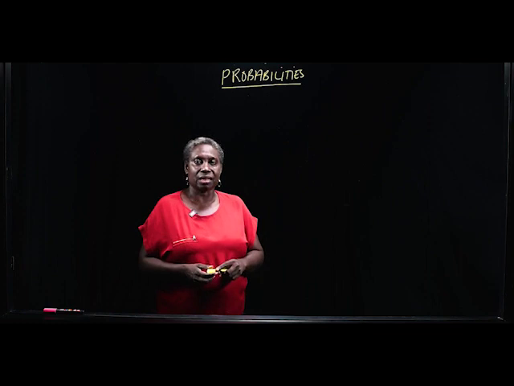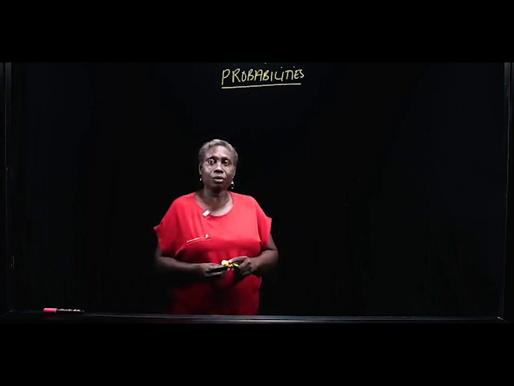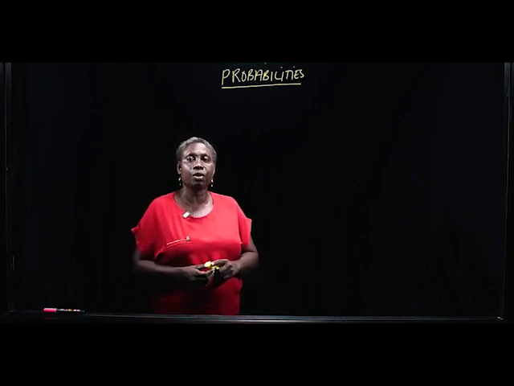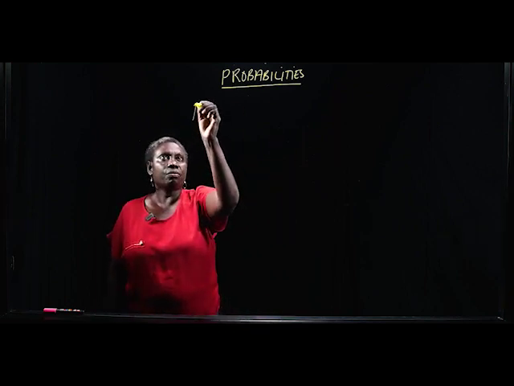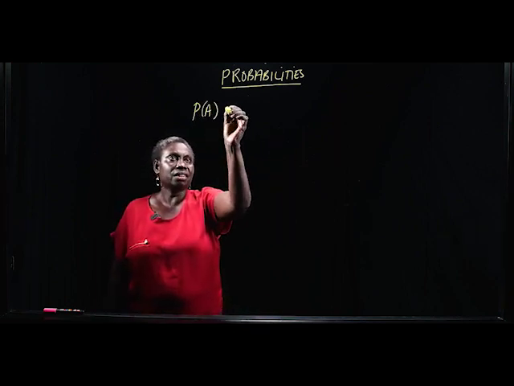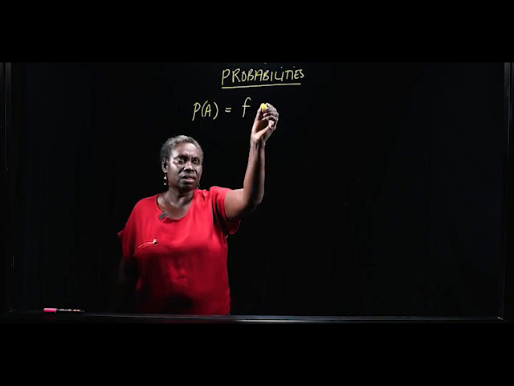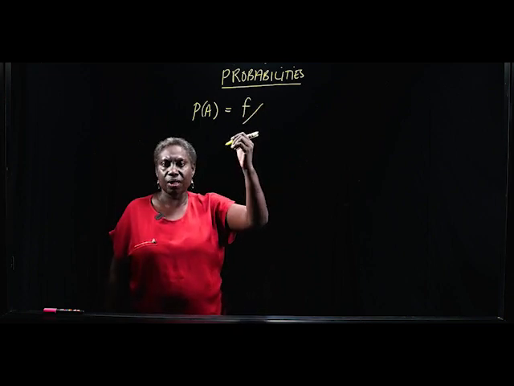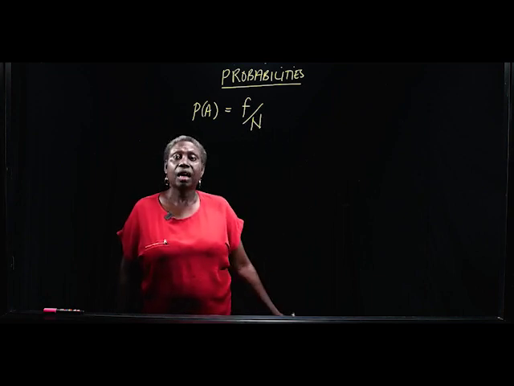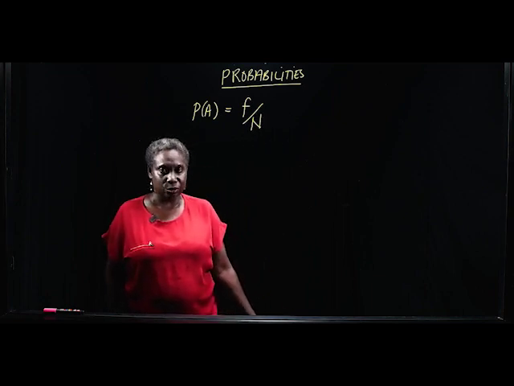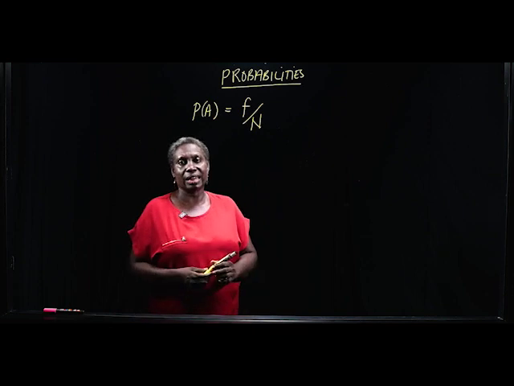Probability determines the likelihood of an event occurring, where the probability of an event A is equal to the frequency, which is the number of times an event occurs, over n, which is the total number of possible outcomes. Now, let's look at an example.